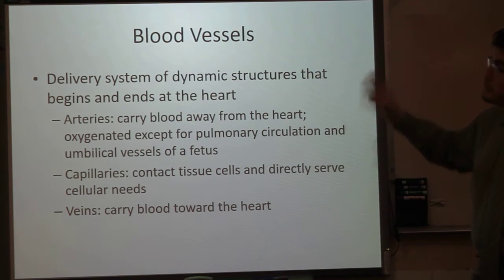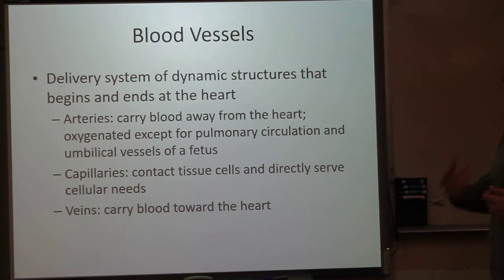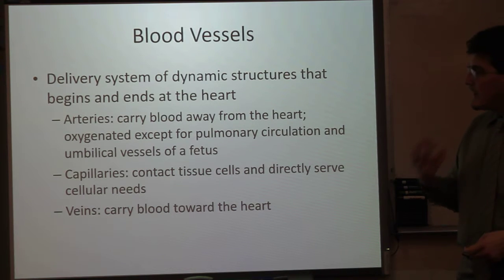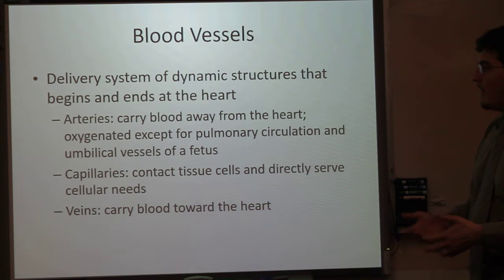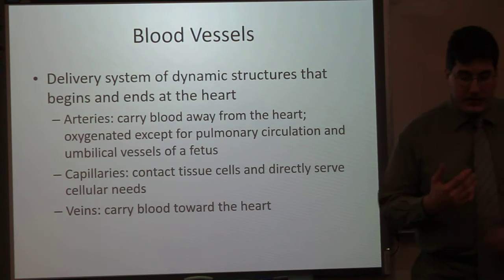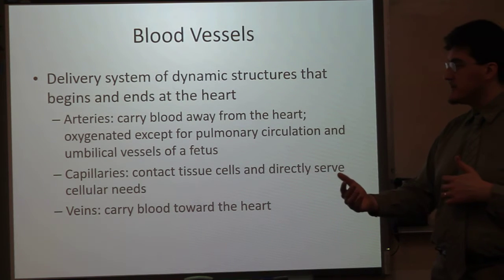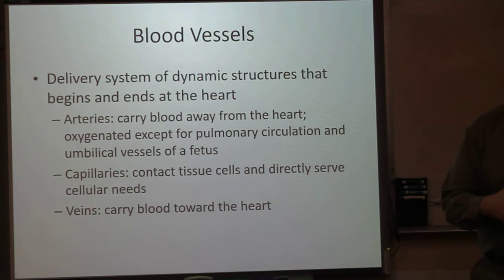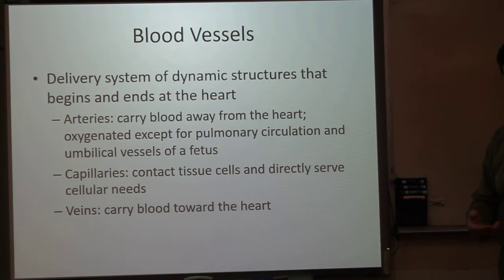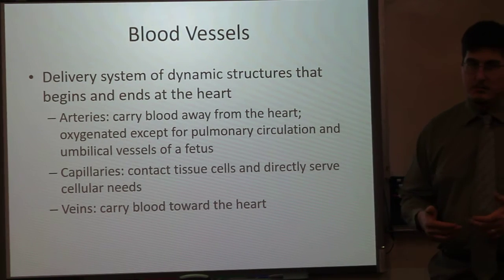So blood vessels are the delivery system of dynamic structures. They're dynamic structures that begin and end in the heart. See, the arteries, they're carrying blood away from the heart. And with the exception of the pulmonary system and the umbilical vessels in the fetus, they're going to be carrying oxygenated blood.